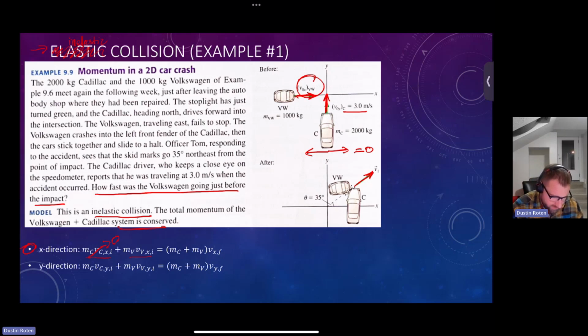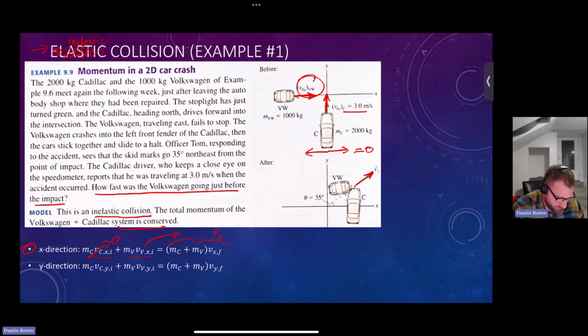We know that this is going to be 0, so at least in the x direction, all of our final momentum, all of this over here, is actually just coming from the Volkswagen. The Volkswagen is supplying all of that x momentum, the momentum in the x direction after the collision, because the Cadillac's just not moving side to side.